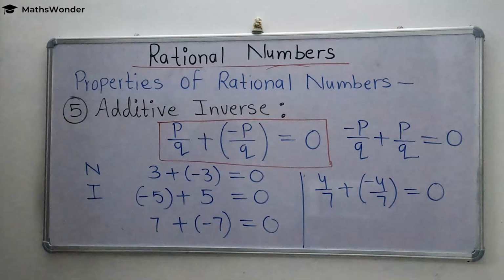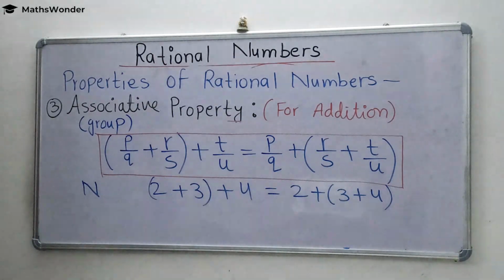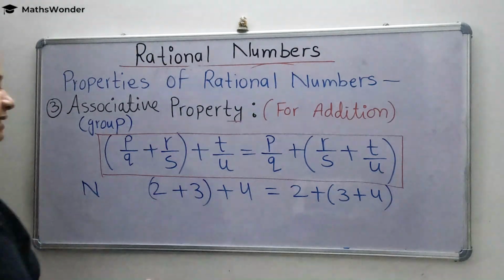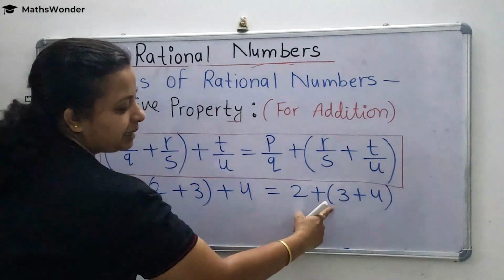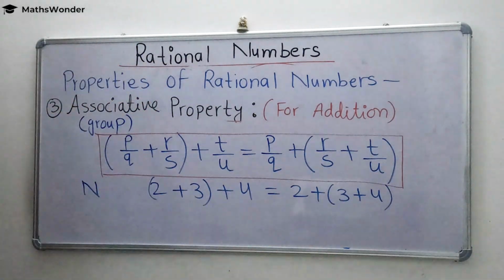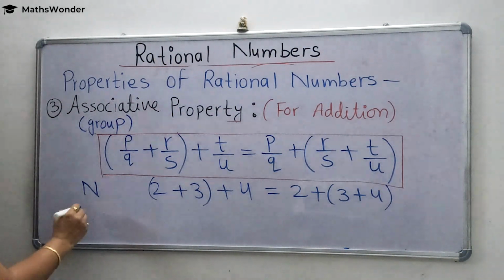Any confusion? We'll get the same answer on both sides. First you have to solve the parenthesis. So 2 plus 3 will be 5, and 5 plus 4 is 9. Yes, that's correct. And here 2 plus 7 will again be 9. That means yes, the associative property works with natural numbers.